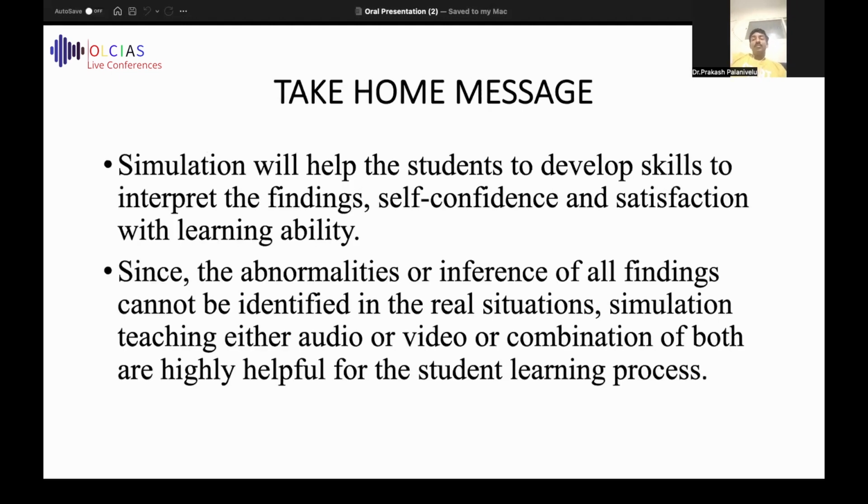Next slide, please. Yeah, so the take home message I would like to share with the delegates: simulation will help students develop their skills to interpret findings, self-confidence, and satisfaction with the learning ability. Since the abnormalities or the inferences of all the findings cannot be identified in real situations, simulation teaching, either audio or video or a combination of both, is highly helpful for the student learning process.